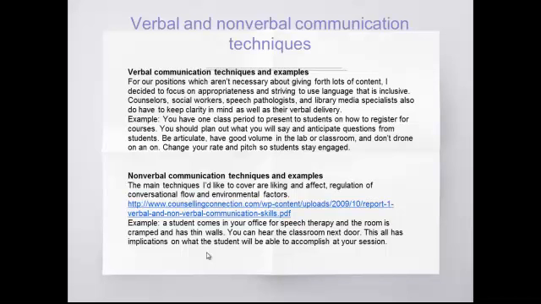And then environmental factors are, again, like I mentioned before, just how you set up, how you make people feel comfortable, how you can make yourself approachable. So an example would be if a student comes in your office for speech therapy, if the room is cramped and has thin walls and you can hear the classroom next door and other people's interaction, then that's going to make it hard for your session to go as well. So you can change that.